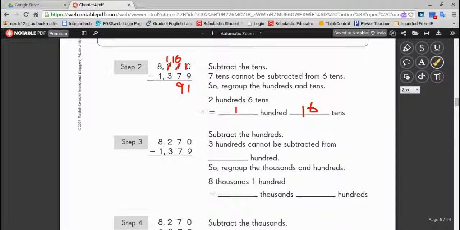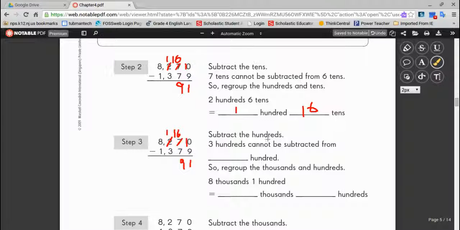So if we look at step 3, we're going to do step 1 and 2 right here, so we can move on to step 3. And again, the first thing we did, we subtracted our ones. We can't do 0 minus 9, so we regroup from the 7, make that a 6, and regroup 1 ten over here and put 10 right there. And then we subtracted our ones. 10 minus 9 is 1. And again, for step 2, we can't do 6 minus 7, so we need to regroup from our hundreds. 200 becomes 100, and our tens now become 16, and 16 minus 7 equals 9.